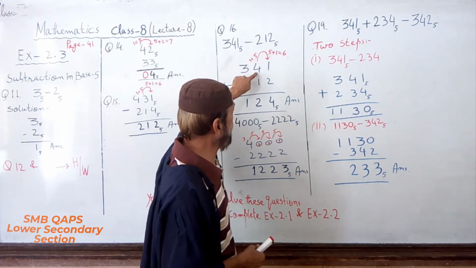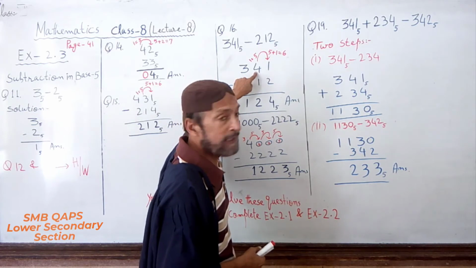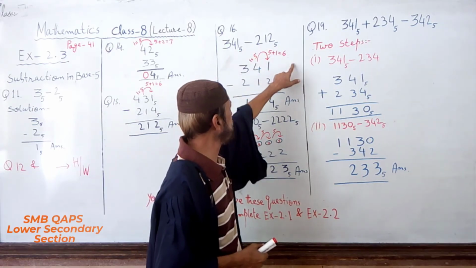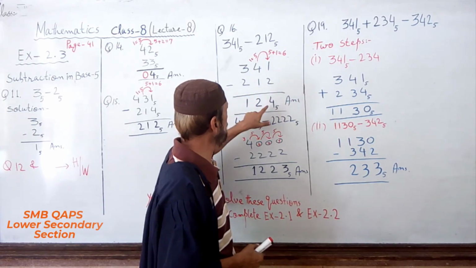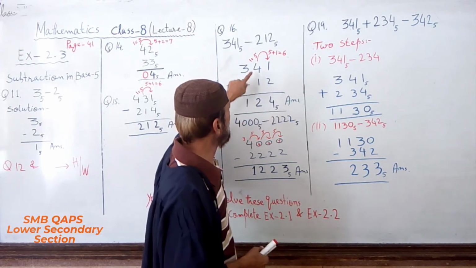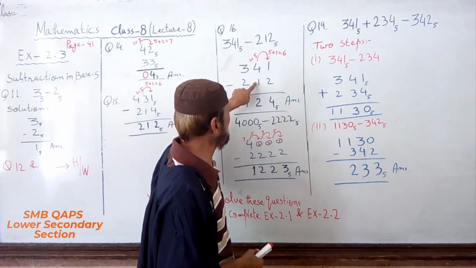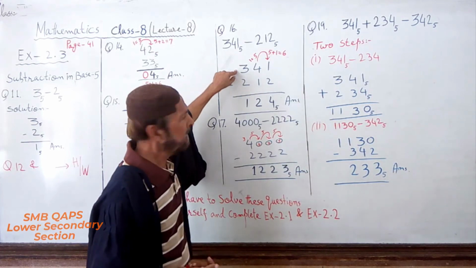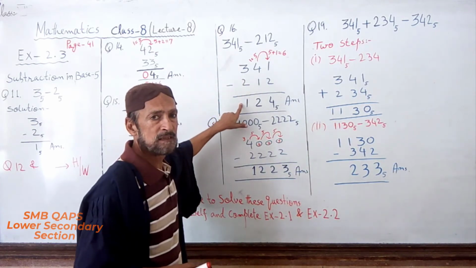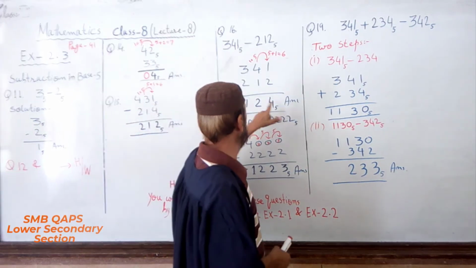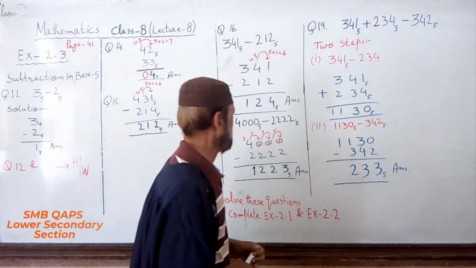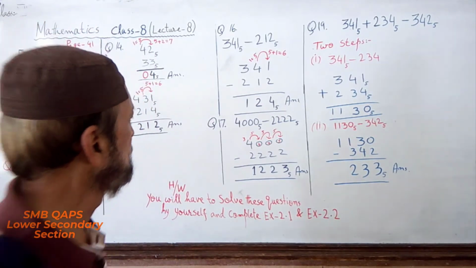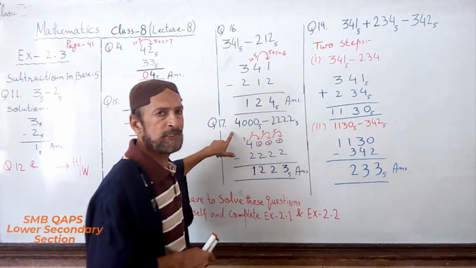You will take 1 from 4. It will be 3 over here. And 1 will be 5. 5 plus 1, 6. 6 minus 2, 4. Here 3. 3 minus 1, 2. Here 3 minus 2, 1. Answer is 1, 2, 4, base power 5. Next question. 17.